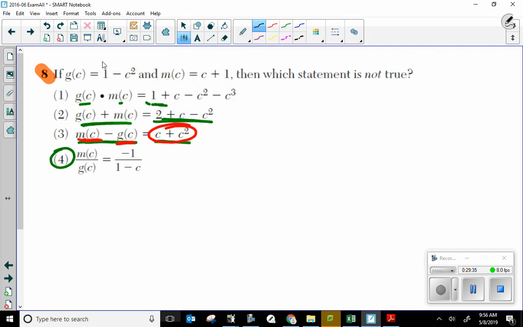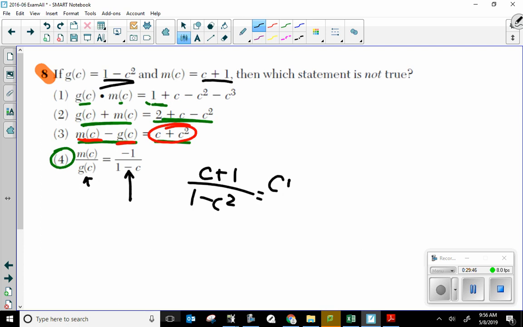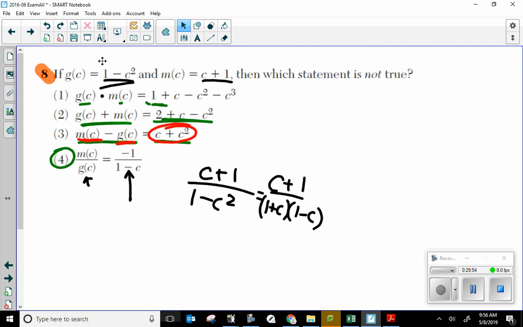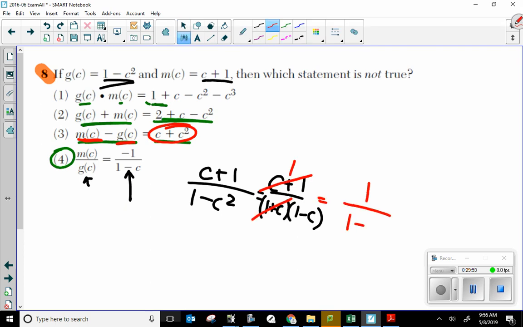I'm going to take m of c, which is c plus 1, over g of c, which is 1 minus c squared, and see if it ends up this. I'm going to factor the bottom here. 1 minus c squared is a difference of perfect squares: 1 plus c times 1 minus c. The great thing about that is these now cancel. c plus 1 and 1 plus c are the same. So I get 1 over 1 minus c. Does that equal negative 1 over 1 minus c? It does not. This one's negative. This one's positive. Those are not equal. That is the only one that is not equal.